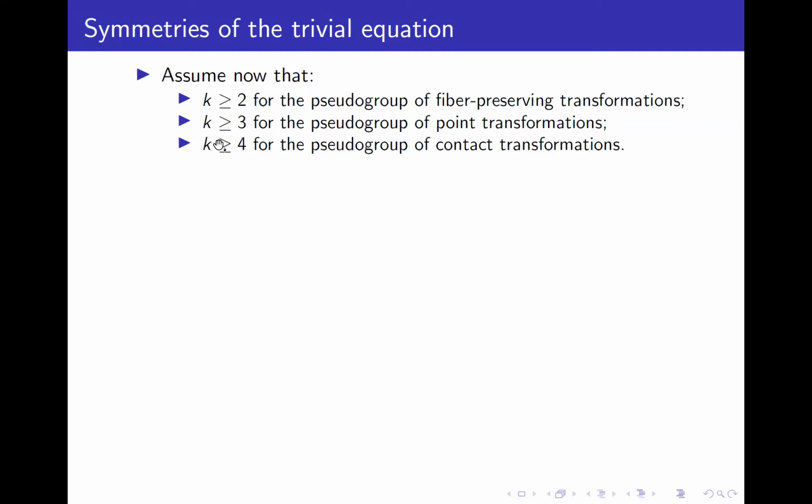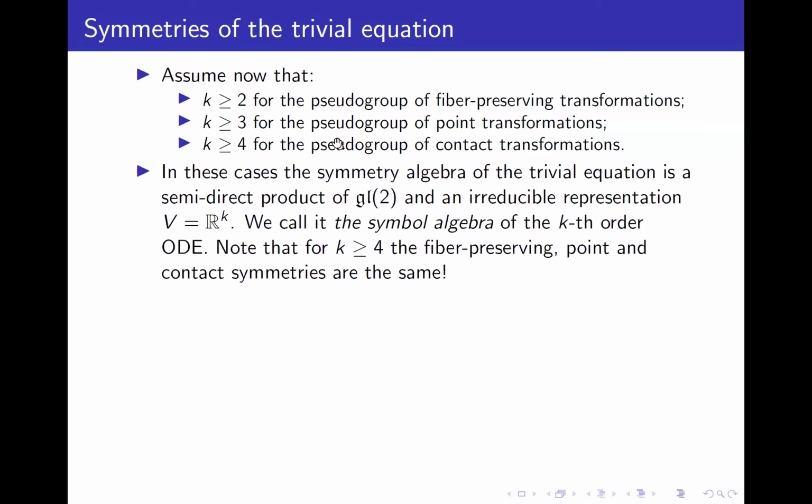So we can really concentrate on these higher order ODEs. And in all these cases, the symmetry algebra of the trivial equation is well known. For a fixed k, it's the same for all three pseudogroups, actually. That's an interesting phenomenon: even if we allow more transformations, going from fiber preserving to point and then to contact, the symmetry algebra of the trivial equation stays the same.